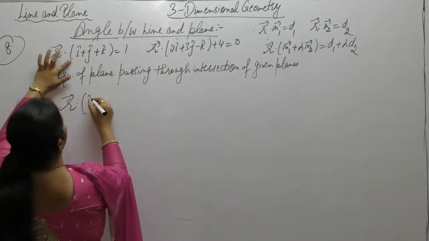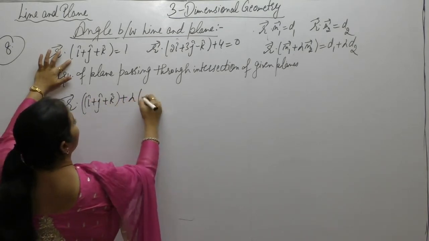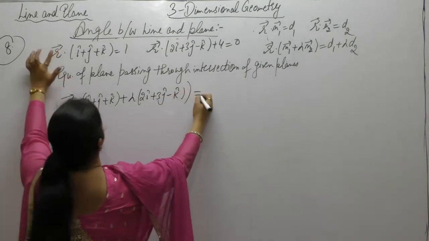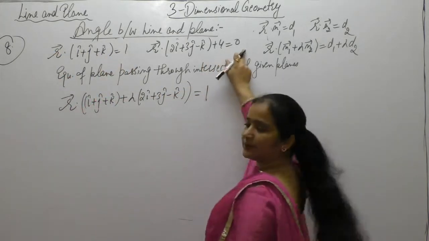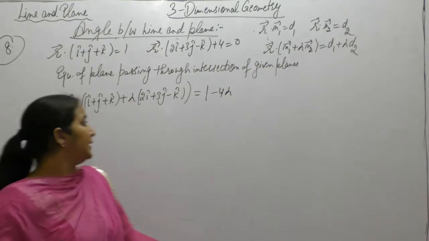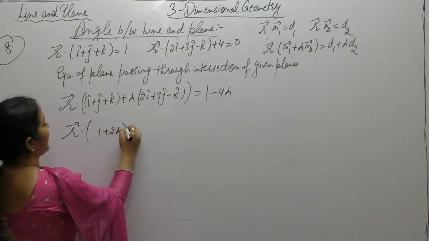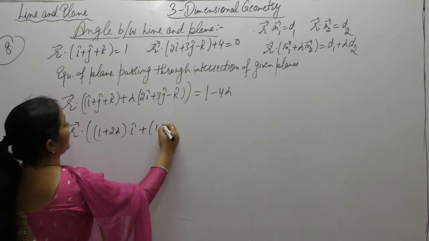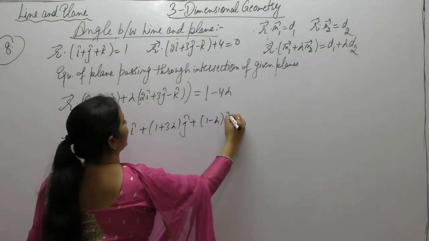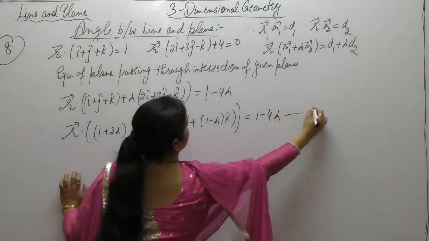R dot n1, i plus j plus k, plus lambda n2, 2i plus 3j minus k, equals d1, and when it goes on the right hand side, minus 4 lambda. So what we get? R vector dot 1 plus 2 lambda i cap, 1 plus 3 lambda j cap, 1 minus lambda k cap, equals 1 minus 4 lambda.